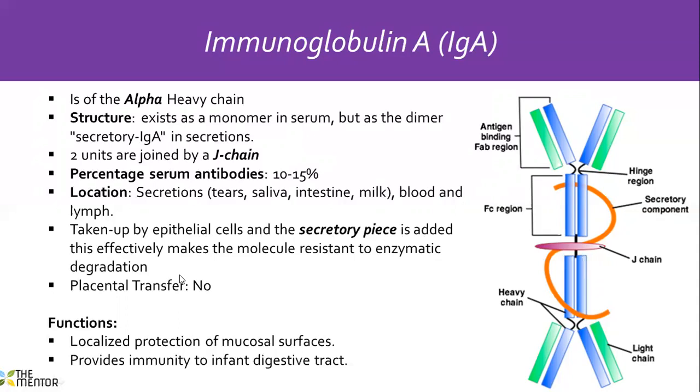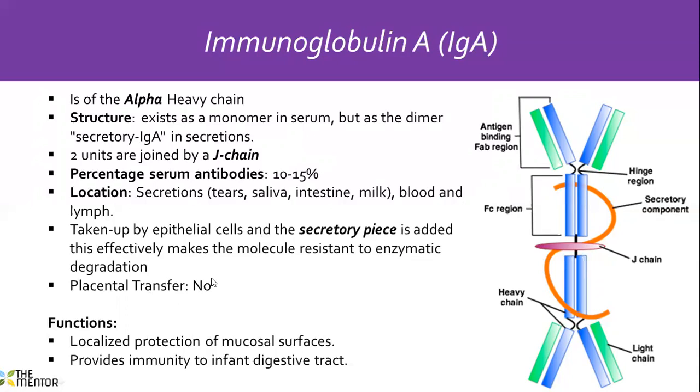Remember, most of our secretions have some sort of enzymatic secretions that actually break down foreign bodies, or microbes. For example, saliva or tears have some protective or immunological activities. So what helps the immunoglobulins from being broken down or lysed by these enzymes? They're taken up by epithelial cells. It does not get transferred.